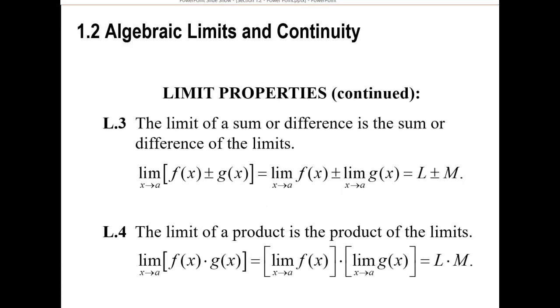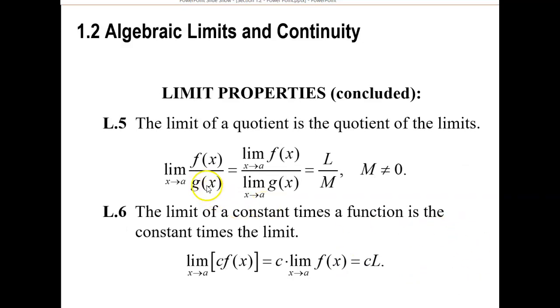Limit property number 3, the limit of a sum or difference is the sum or difference of the limits. So if you're adding or subtracting functions and taking the limit, this just says that you can take the limit separately, then add or subtract the results. You can distribute your limit through terms. The limit of a product is the product of your limits. So if you're multiplying functions, you can take the limit of each function separately and then multiply the results.